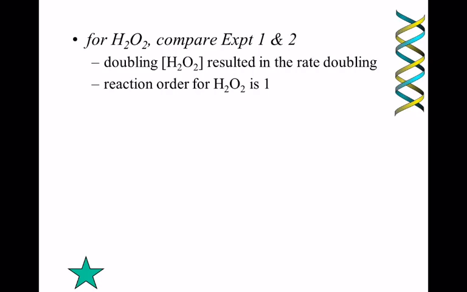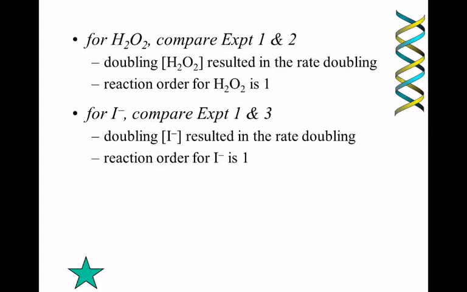So if we compare experiments 1 and 2, we can focus on the effect of the H2O2 because the other was held constant. We notice that the rate for 1 and 2 was doubled, so that makes it first order for H2O2. That's M.